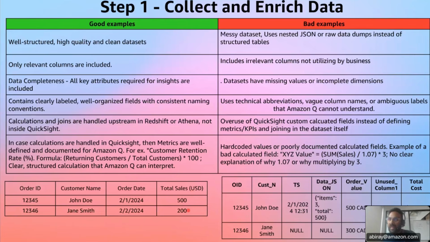One more good practice I can tell you is we need to make sure the calculations and joins are handled in the upstream data itself, like in the database, Redshift or Athena. We should avoid creating calculated fields in QuickSight itself, right? So you can go over all these good and bad examples and use them to clean your data.